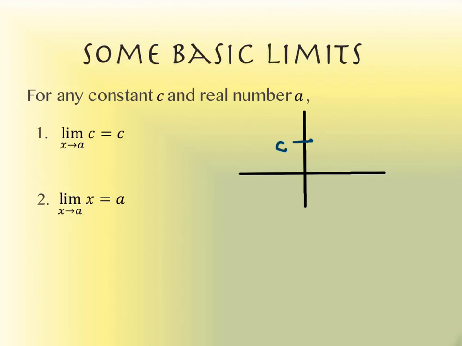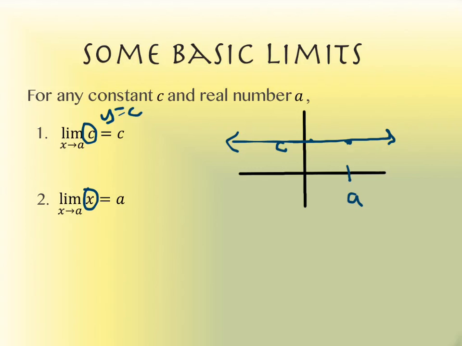If this is the value c, and this is your equation, that is, it's y equals c, then the line y equals c is this horizontal line. So as you can see, everywhere on the line, the y value is the same, so the limit is the same no matter what a value you're looking at. You're getting the same y value. Okay. The second one, if you have the limit as x approaches a of x, that's just a.